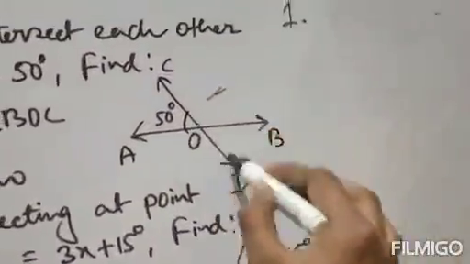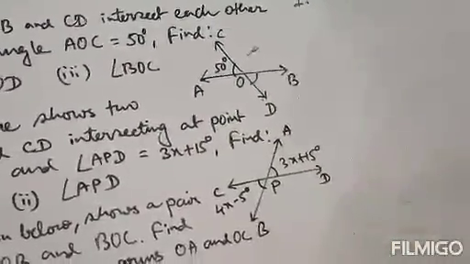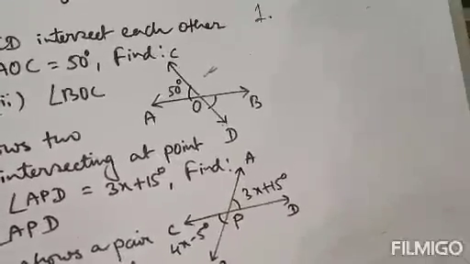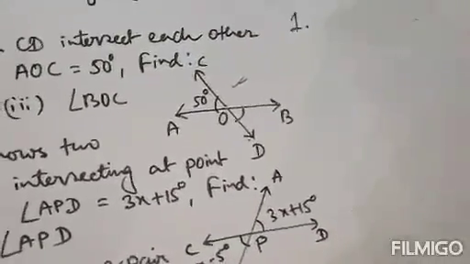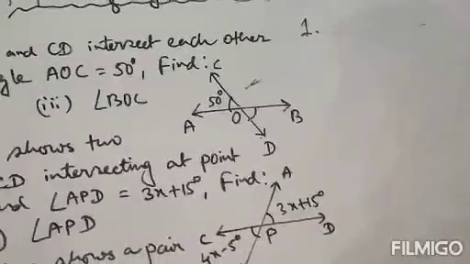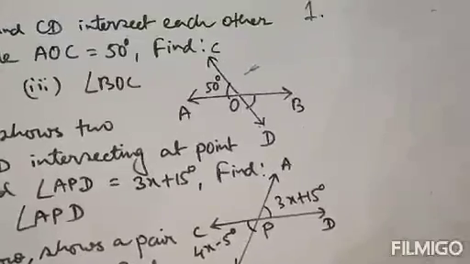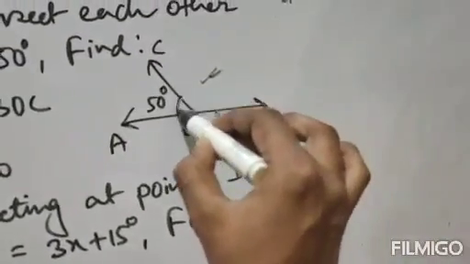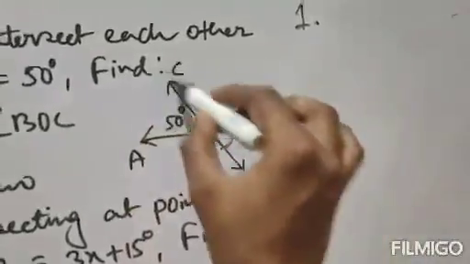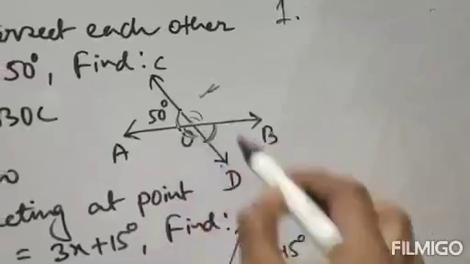At first, angle BOD. Remember property 2, which states that if the sum of two adjacent angles is 180 degrees, then their exterior arms will be in a straight line. And property 1 states that when two straight lines intersect each other, vertically opposite angles are always equal. Now see, this angle is vertically opposite to this angle because these two straight lines intersect each other. So these two are vertically opposite angles and these two are vertically opposite angles.